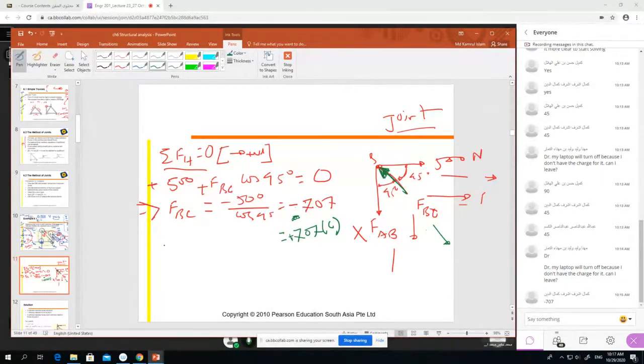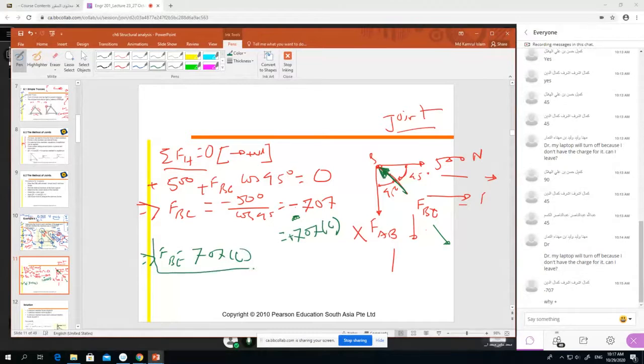So we got one answer. FBC equal to 707 compression. You must write like this. Why plus? Because we changed the direction. If you keep the direction like this, then you have to write minus 707. If you change the direction upward, then you have to write 707. Okay, this is the reason. All right, so FBC there.